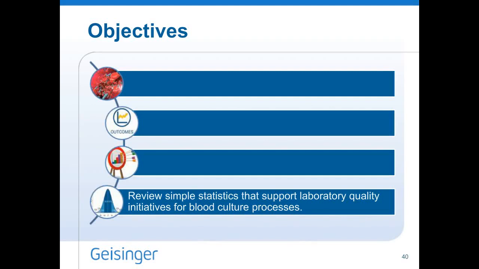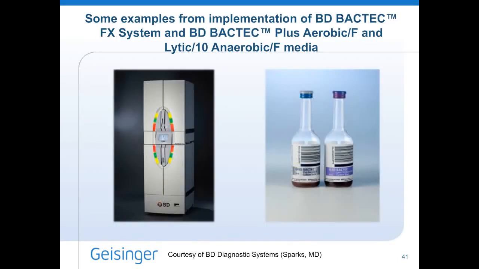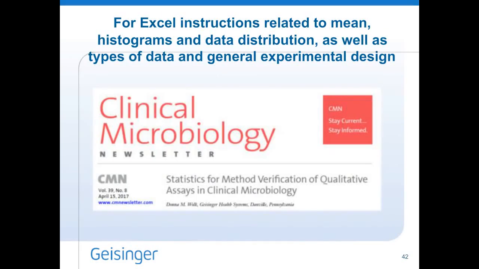And then finally, I want to close with some simple statistics that support the measurement of your quality and the comparison of your quality metrics around blood culture. So these examples are going to be from when we introduced the BD BACTEC FS6 system and the Plus Aerobic/F and Lytic/10 Anaerobic/F media into our organization.